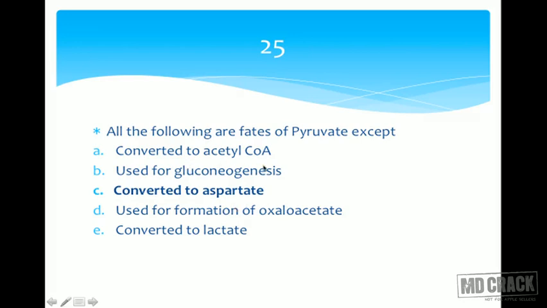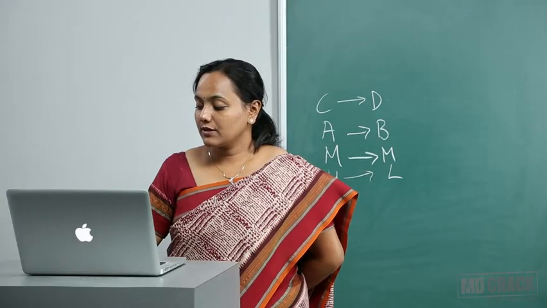Pyruvate to acetyl-CoA is by the pyruvate dehydrogenase complex. Gluconeogenesis, yes, it is an important substrate for gluconeogenesis. Converted to aspartate, no, it is actually alanine transaminase that converts pyruvate to alanine, not to aspartate. Used for the formation of oxaloacetate, yes, pyruvate carboxylase converts pyruvate to oxaloacetate. Converted to lactate, yes, lactate dehydrogenase converts pyruvate to lactate. So converted to alanine could have been the right statement here, but this was the only false statement. So let us go to the next question.